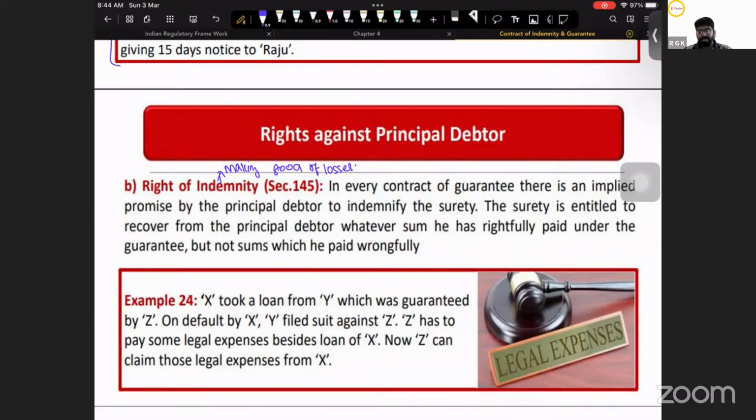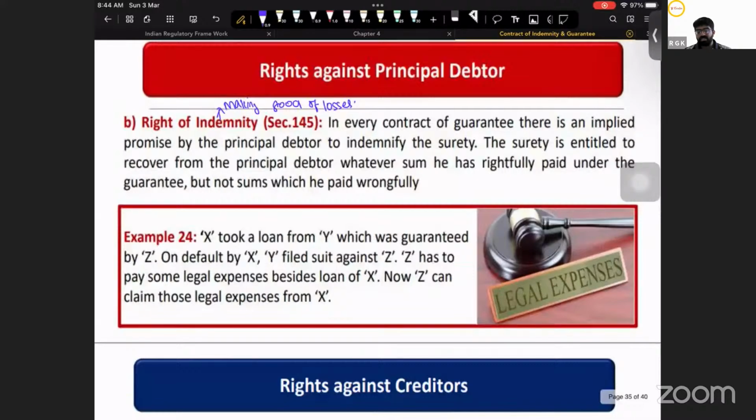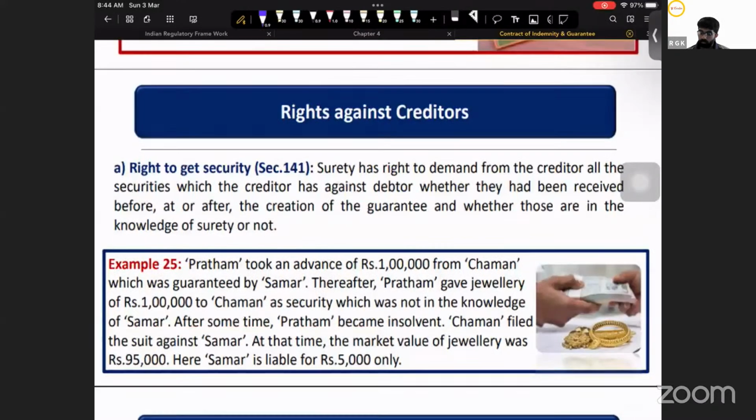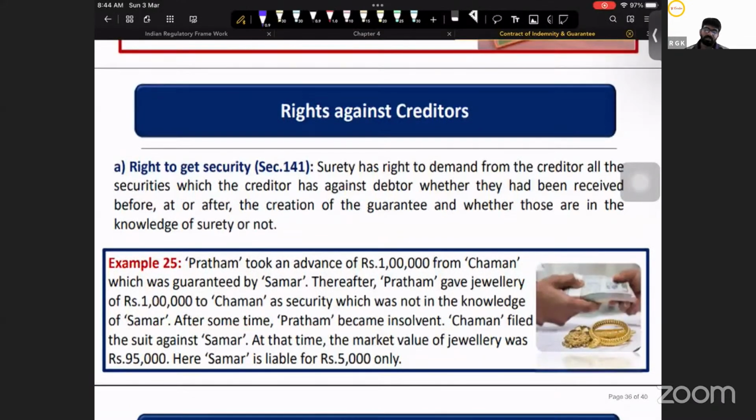Next, the party against whom the surety should exercise rights is the creditor. What are the rights available for a surety against the creditor? Surety, what and all rights can he enjoy against the creditor? The first one is the right to get security. Security means collateral asset.